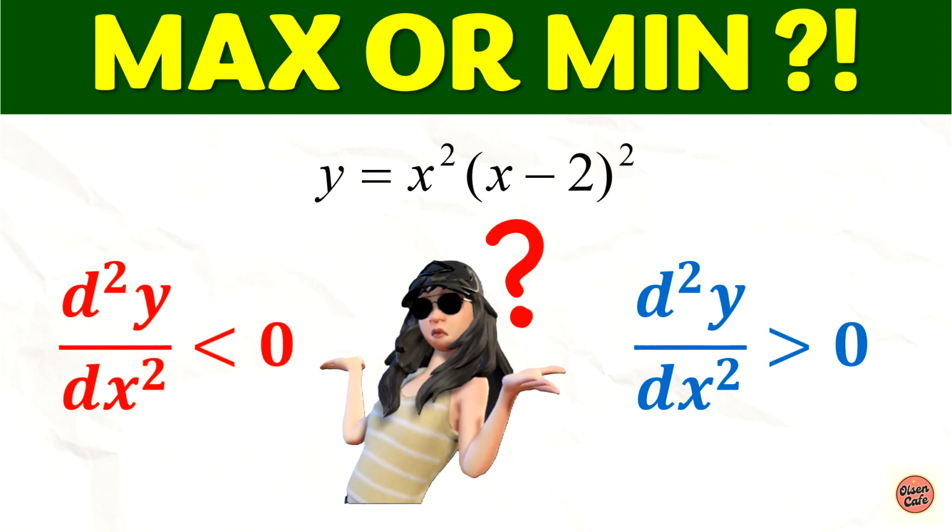In my previous video, we saw that second derivative equal to 0 does not guarantee a point of inflection. So the question is, what does the second derivative actually tell us?